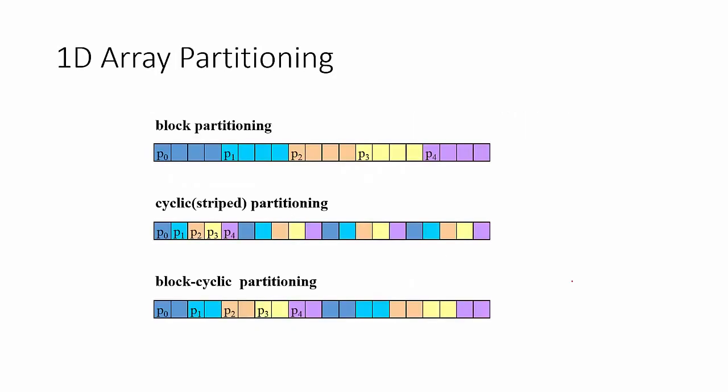So if you have 1D arrays that you work on, you can partition them by blocks, or cyclic striped, or block cyclic striped, where you have different chunks. This is supported by OpenMP with the parallel for loops and the static schedule with a chunk size. So here is a static schedule without the chunk size.